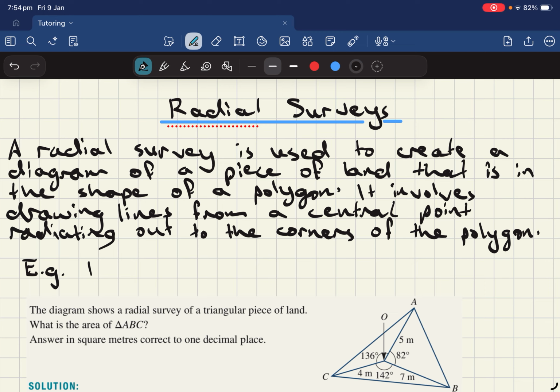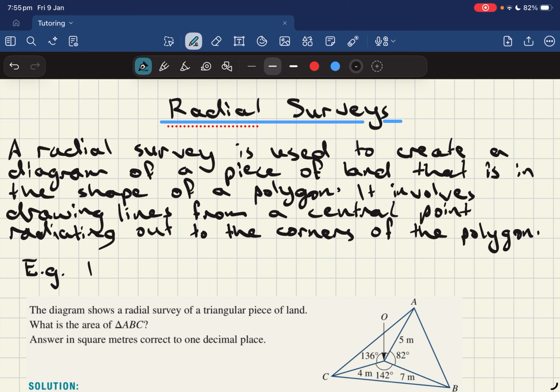So in this video, we are going to look at radial surveys. Now I've got a definition for a radial survey down the bottom here. Basically, a radial survey is used to create a diagram of a piece of land that is in the shape of a polygon. So it's a way of estimating different areas of land, different lengths, so perimeters of land, but it essentially involves drawing lines from a center point reaching out to the corners of the polygon.